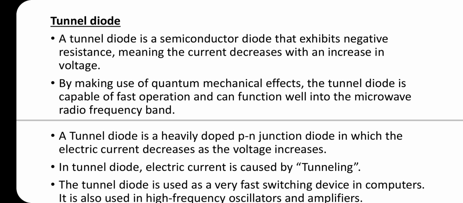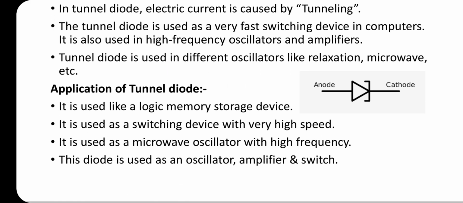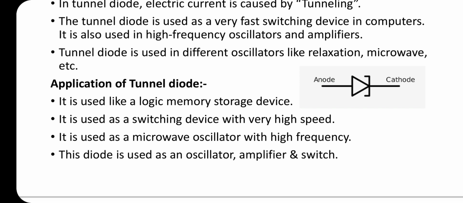A tunnel diode is a heavily doped PN junction diode in which the electric current decreases as the voltage increases. In tunnel diode, the electric current is caused by tunneling. The tunnel diode is used as a very fast switching device in computers. It is also used in high frequency oscillators and amplifiers. Tunnel diode is used in different oscillators like relaxation, microwave, etc.